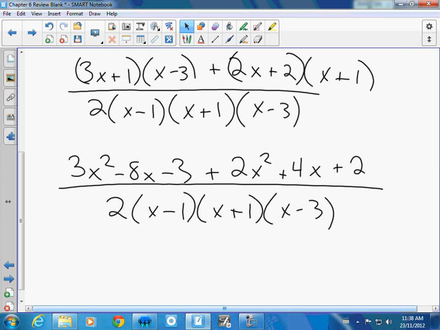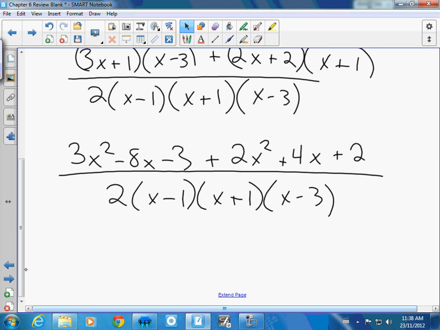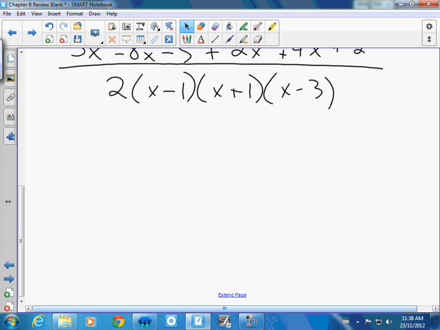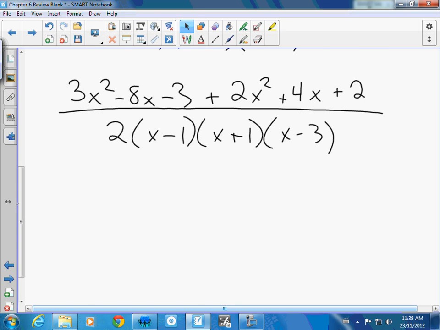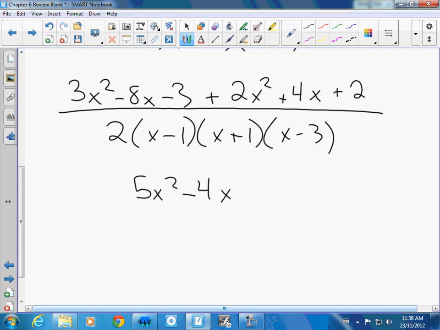Okay, what do you do to the top? What do you mean add? CLT, collect like terms. What do we got? 3x squared and 2x squared is? 5x squared. Negative 8x plus 4x is? Negative 4x. Negative 3 plus 2 is? Negative 1. All over top of this whole thing again.